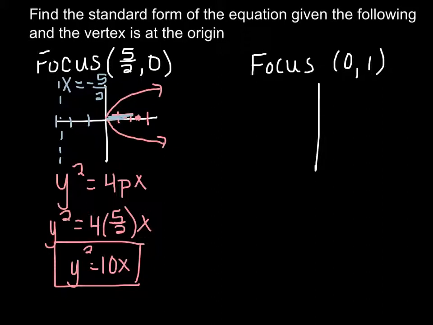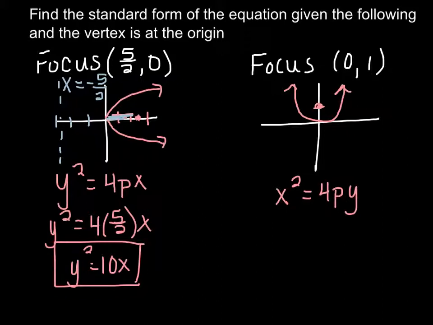Let's try the same thing. When I draw this out, at (0, 1) is my focus, which means my parabola is going to surround that. So since it goes up and down, I have x squared equals 4py. This is my distance of p. It's the distance from the vertex to that point. So my equation is x squared equals 4, the p-value is 1. So x squared equals 4y.